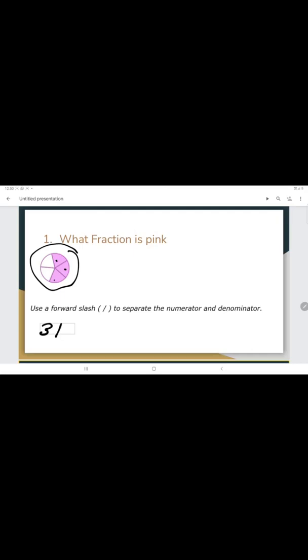Now we have to count how many triangles are in the circle. So there are 1, 2, 3, 4, 5. So there are 5. So 3/5 is the right answer to this question, guys. Let's go to our next question.